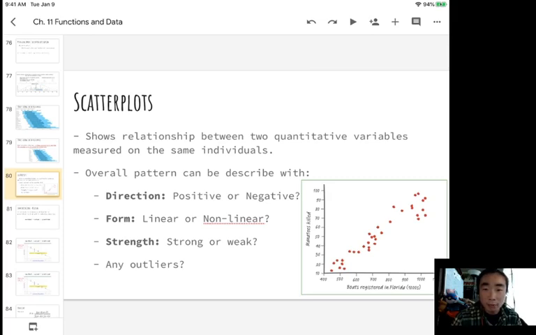If I have the line that goes like this through here, it's correct to say that it is positive, it is linear, and it's pretty strong in terms of its association. Those should all be familiar words. In this case, we don't really have many outliers. If you wanted to pick one, maybe these ones over here, I guess, if you had to pick some.